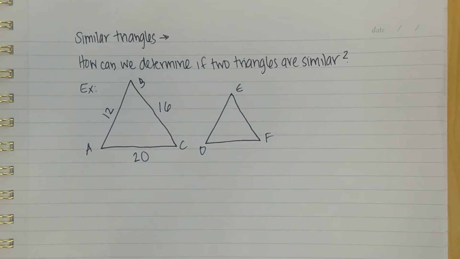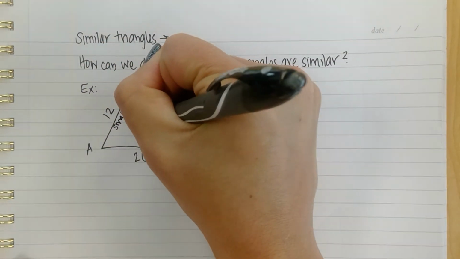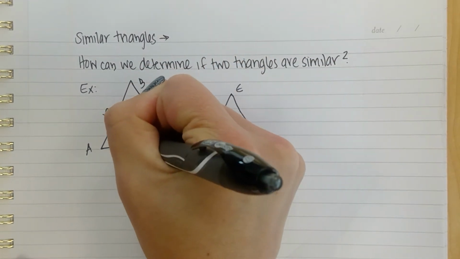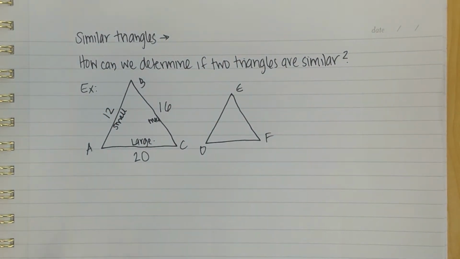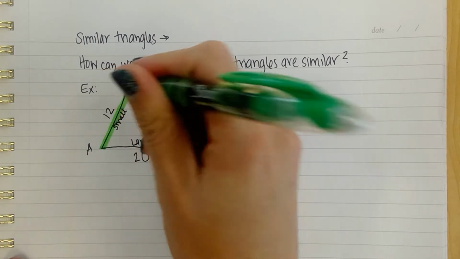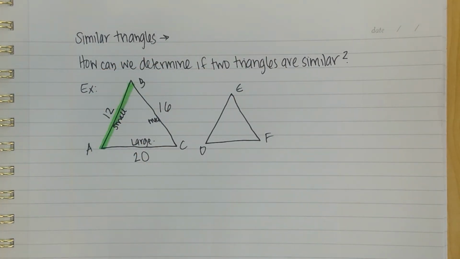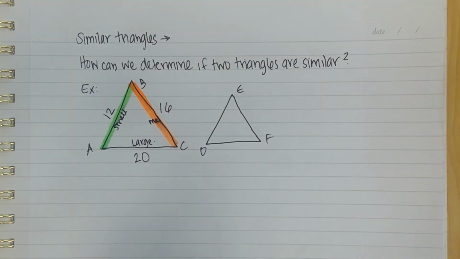What I like to start with, you guys, is identifying your small side, your medium side, and your large side. That's going to be important to make sure you match it with the corresponding part in the second triangle. So I'm going to highlight my small side in green, my medium side in orange, and my large side in blue.